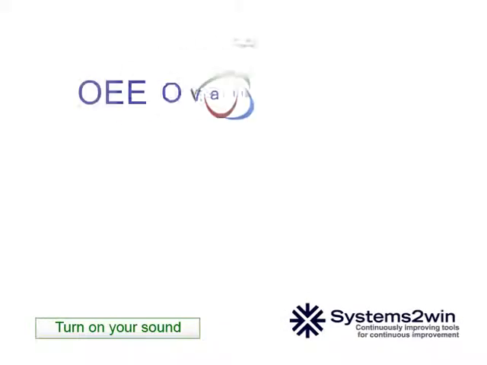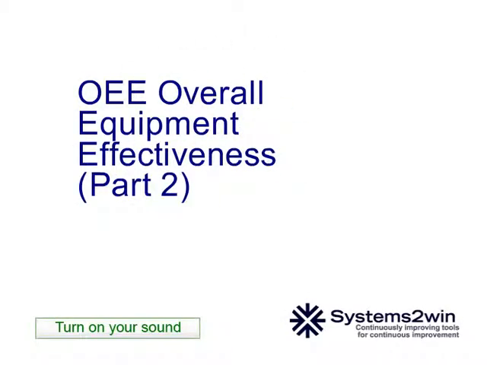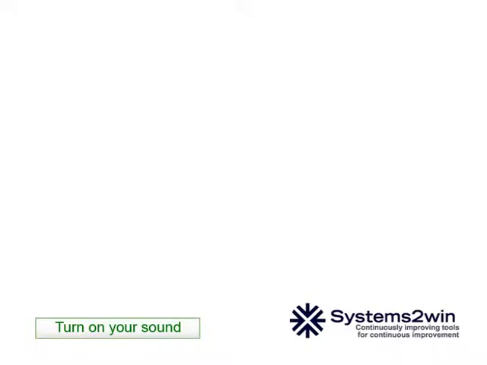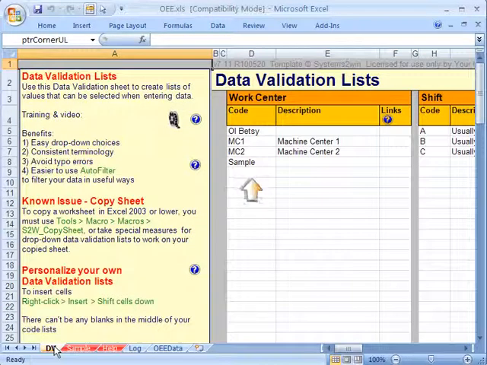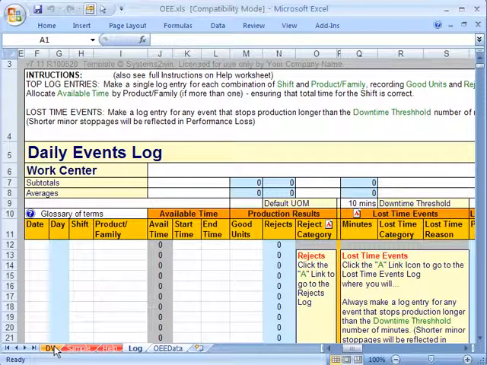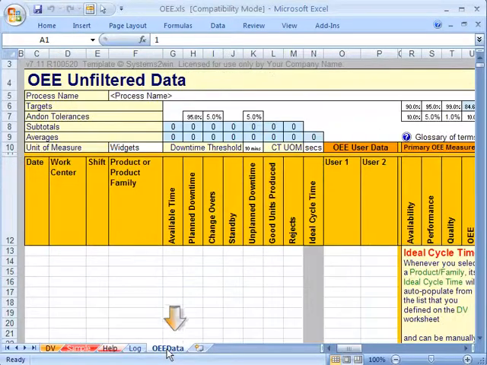In this second video, we're going to assume that you've already reviewed the first OEE training video, which explains how your team leader should have already personalized your OEE workbooks so that the DV worksheet already contains personalized data for your company's data for your drop-down lists, and how any given OEE workbook might have either a daily events log worksheet or an OEE data worksheet, or the same workbook might have both.